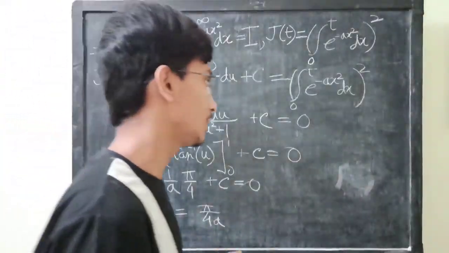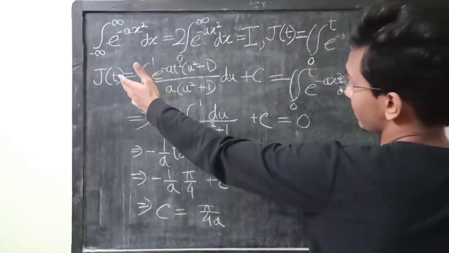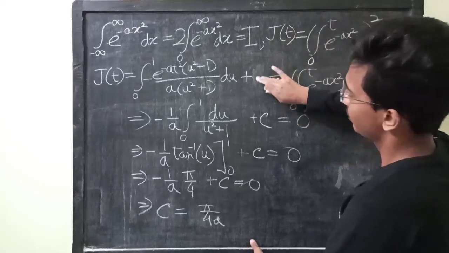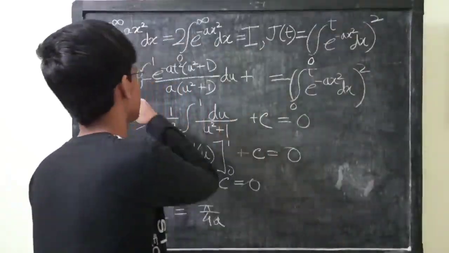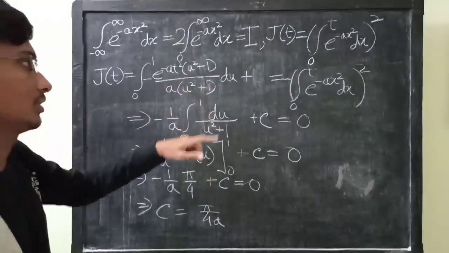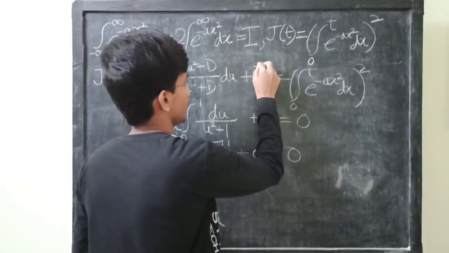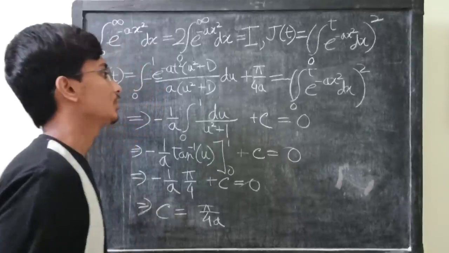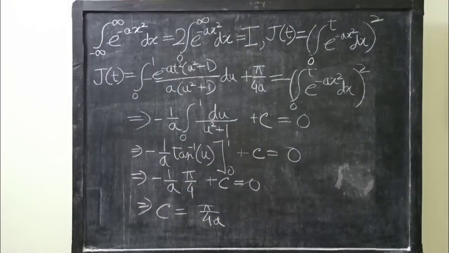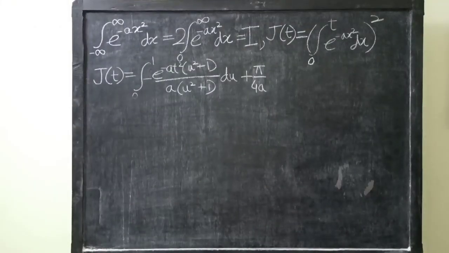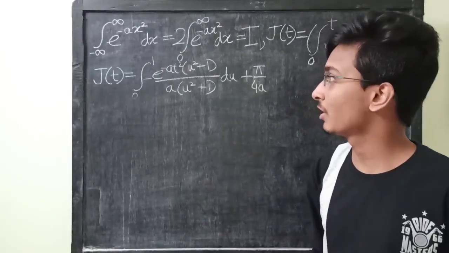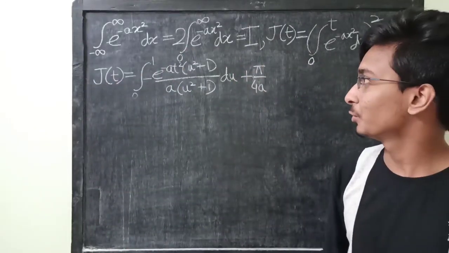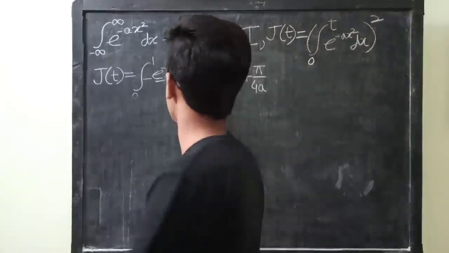C is the only thing we required for finding the function j of t. So writing this value of c here, we have j of t equals this function, this integration, plus pi over 4a. So clearing the board again, we have cleared the board and we have the function that is g of t. We also know the value of this c. So only the last step remains.